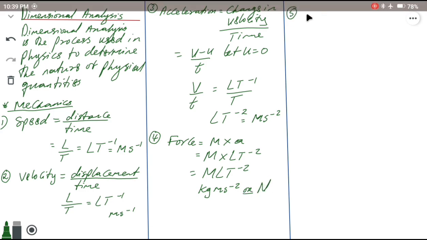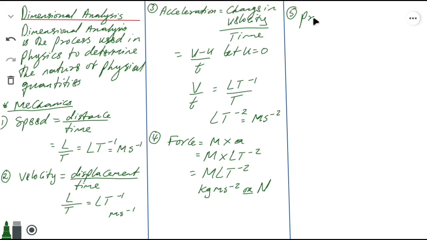Now, number 5, we're going to discuss pressure. Pressure can be defined as a force acting perpendicular to the surface area of an object. Mathematically, pressure is equal to force over area.